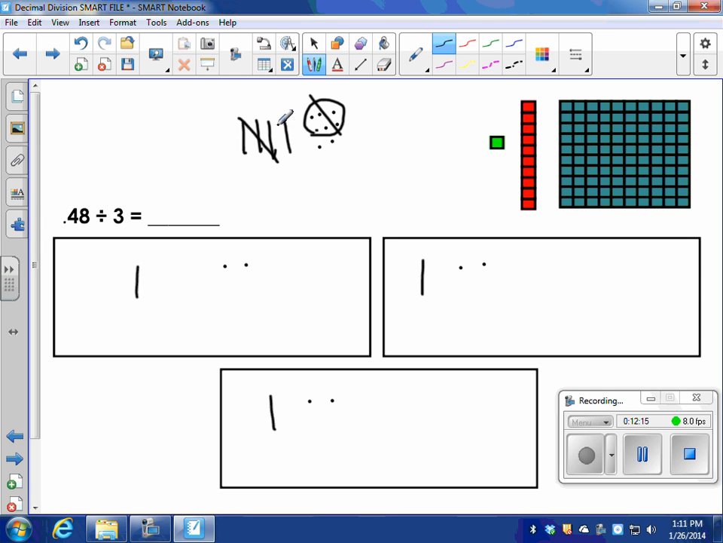So I'm going to take this tenth and I'm going to trade it out for 10 hundredths. That's going to leave me with 12 hundredths. And I know that if I take 12 and I divide it into 3 groups, that's going to give me 4. So I'm going to put 4 more hundredths in each group. 1, 2, 3, 4, 5, 6, 7, 8, 9, 10, 11, 12. So I'm all done with those now.